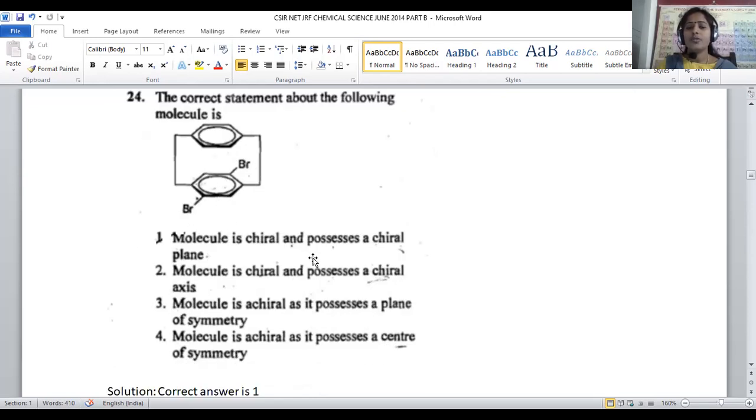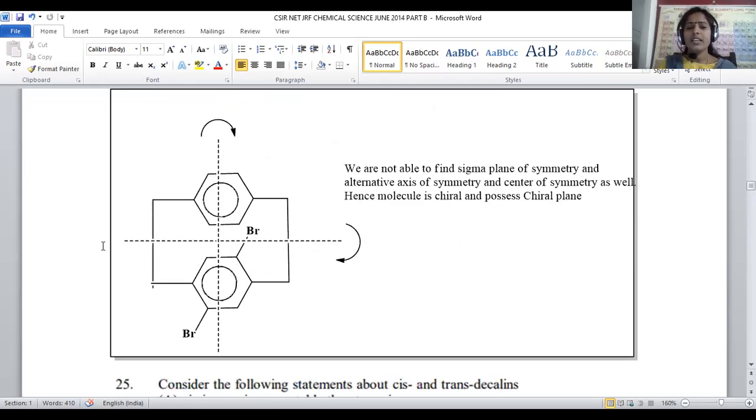But when these two bromo groups are present, let us put a horizontal plane. A sigma horizontal plane was inserted. What happens? That sigma horizontal plane will not cut into equal halves. If we insert a vertical plane, what happens? Again, it is not possible to bisect the molecule into two identical halves. So here the plane of symmetry is absent within the molecule.